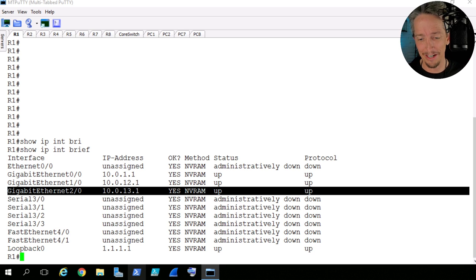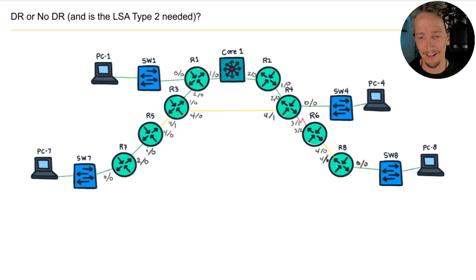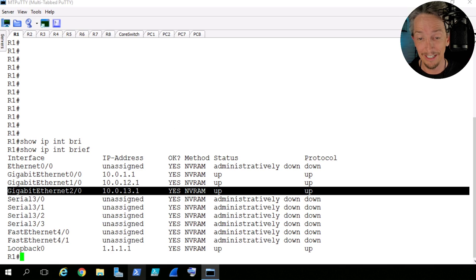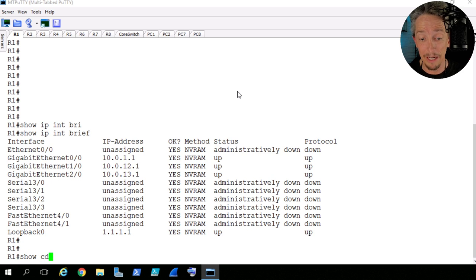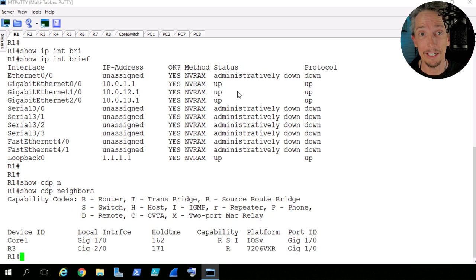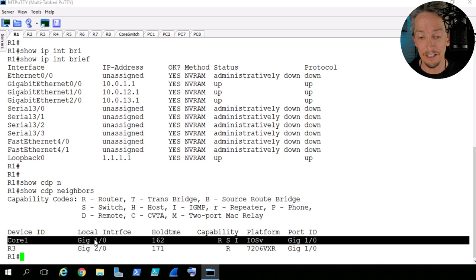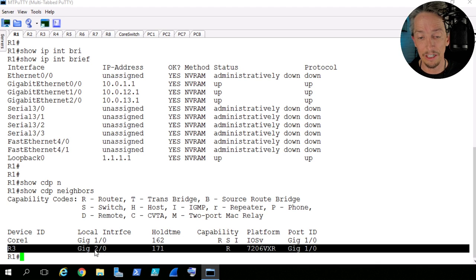Let me verify that real quick. Yeah, down to R3. R1's not connected to R4. Down to R3 right here, interface 2/0. Great, I'm glad I looked. It's always good to make sure we're clear. Also, we could do a show cdp neighbors, and that will show us who we're connected to. So R1 off its gig 1/0 is connected to the core switch, and off its gig 2/0, it's connected to R3. That confirms it as well.